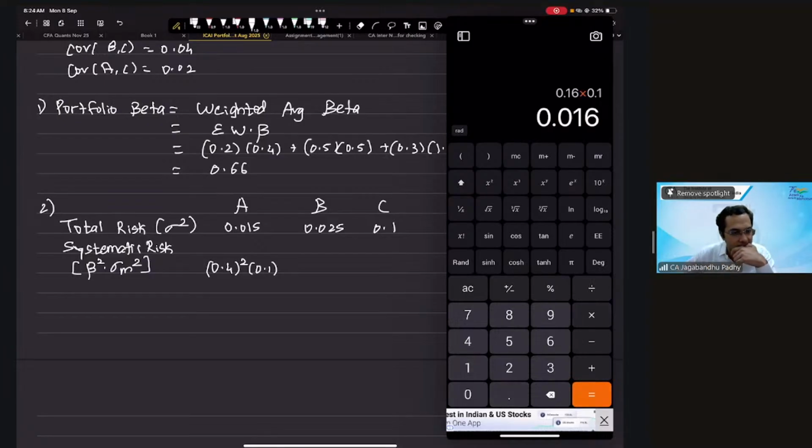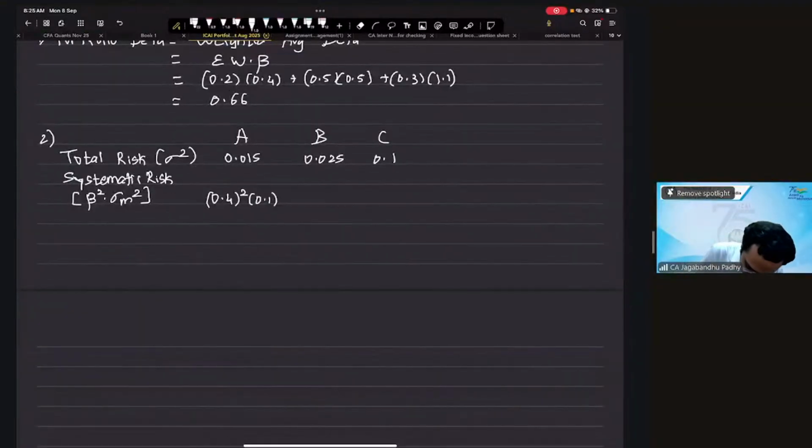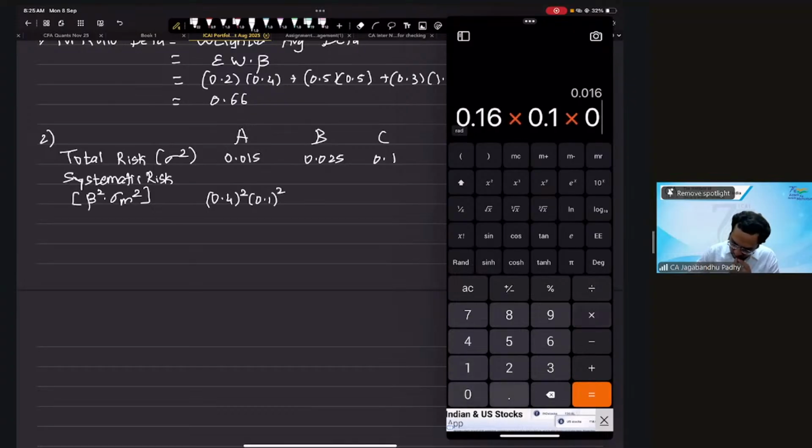Some problem. What is this given to? Actually, this is standard deviation. So this will be also square. How can the systematic risk be more than the total risk? Okay. Anyway, so 0.4 square into 0.1 into 0.1, which is 0.0016.